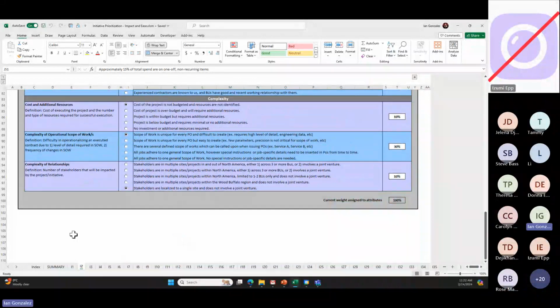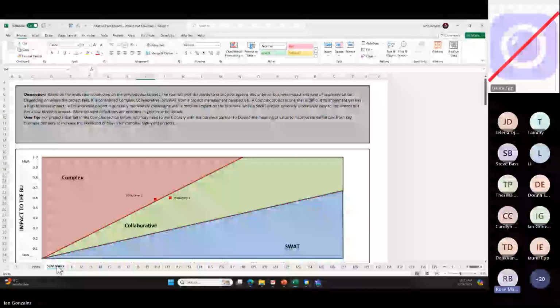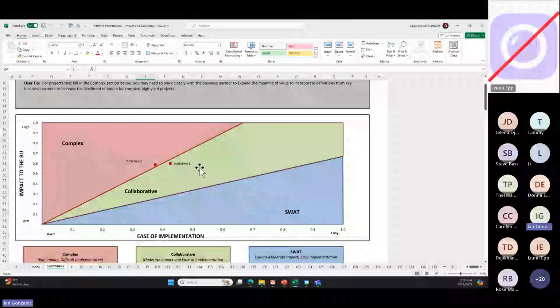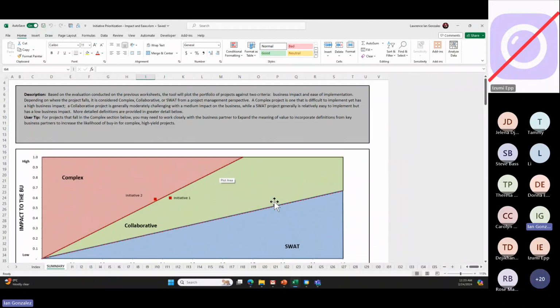Okay, two points. When you're done, you go to the summary. And then you will see your initiatives map on this chart. So it turns out that my initiative 1 is a collaborative one, and initiative 2 is a complex initiative. So here's your axis, your impact to the business and ease of implementation. And the three areas are complex, collaborative, and SWAT. Literally like the SWAT team. These are the quick wins, low value but quick wins.